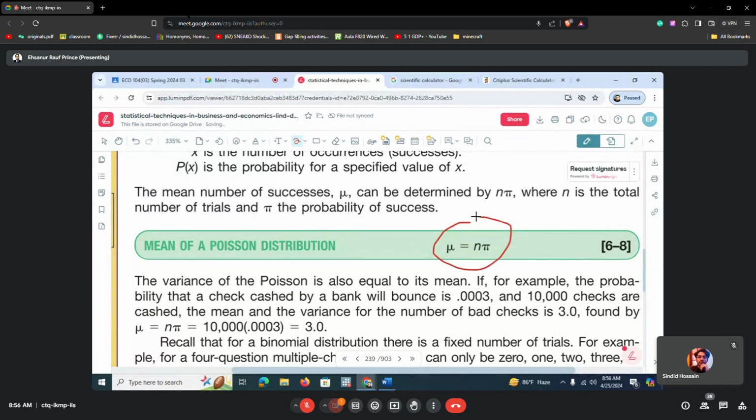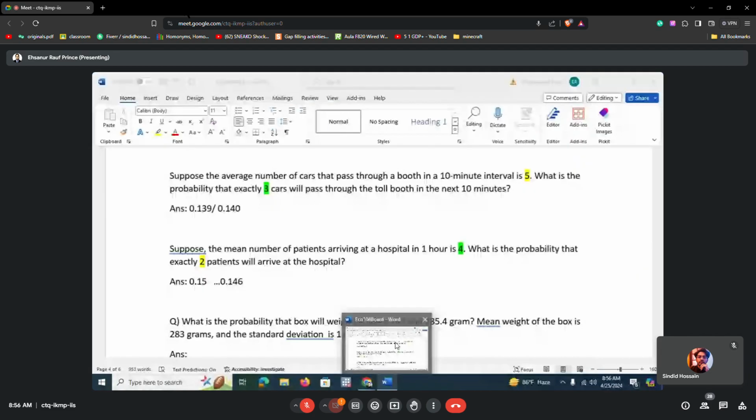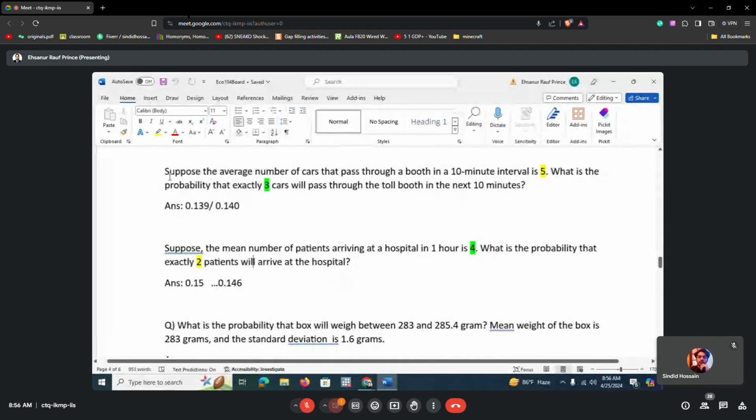Mean equals n pi. If the mean is not straightforwardly given, then you need to use this formula to calculate the mean. Having said this, sometimes you will see that this mean value is straightforwardly given, so you don't need to calculate further. But sometimes the mean value will not be given straightforwardly. You need to calculate the mean that time. So mu equals n pi. Now let's go to the example. Look at the example, the first one.